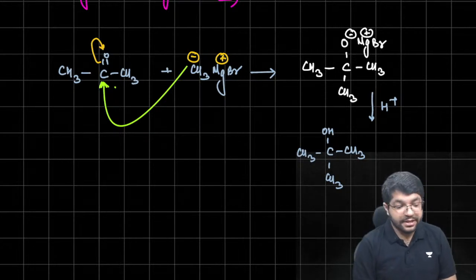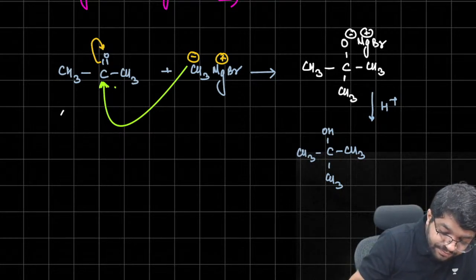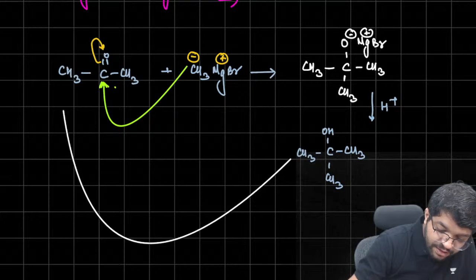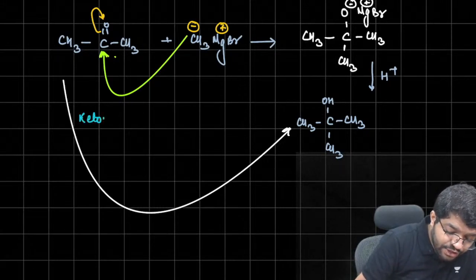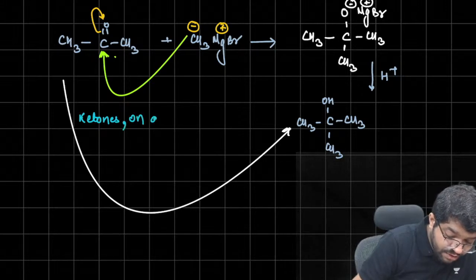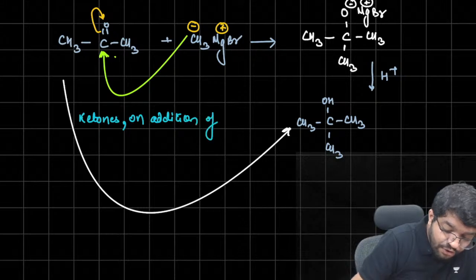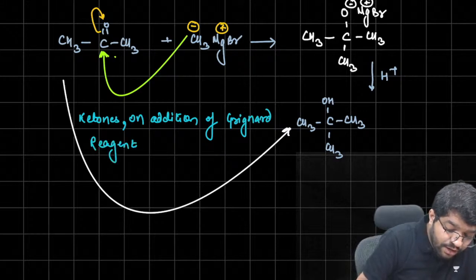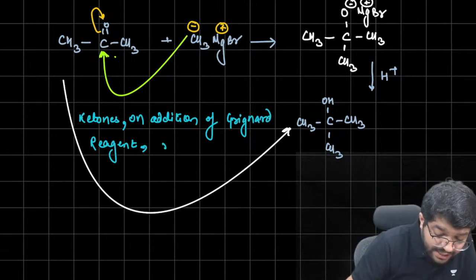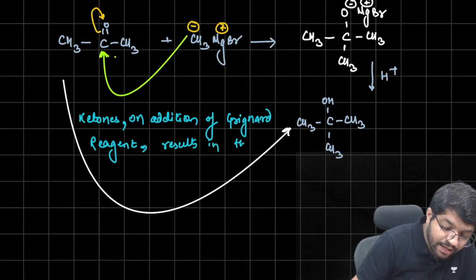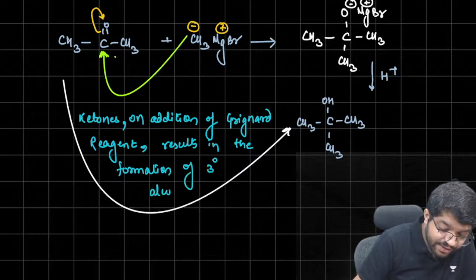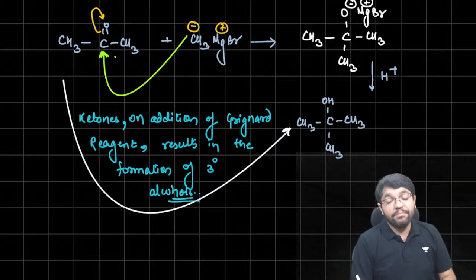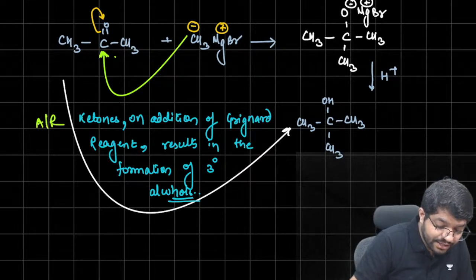Most important assertion reason. What should I say? That ketones on addition of Grignard reagent results in the formation of 3-degree alcohols. Very, very important. This is a question of assertion reason.